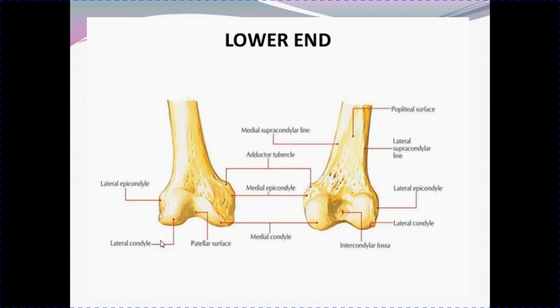Again, this is an image of the lower end of the femur. The lower end you can see is broad and expanded. It has two prominent masses, the lateral condyle and the medial condyle, which are separated posteriorly by a depressed area called as intercondylar fossa. It has two articulating surfaces, a patellar surface anteriorly. Inferiorly and posteriorly, the articulating surfaces are called as tibial surfaces.